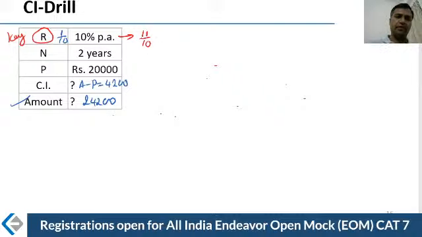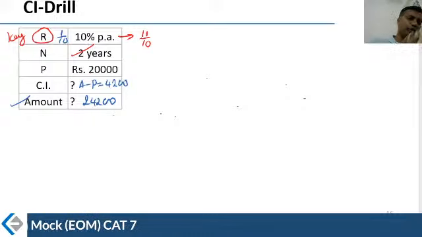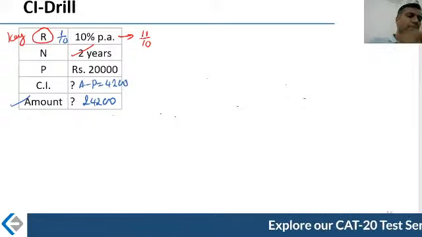Start with the multiplier 11 by 10. So how many years? The second key becomes the number of years. How many years? 2 years. Perfect. Therefore, write this multiplier 2 times.